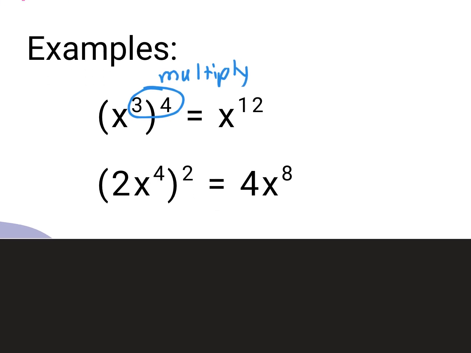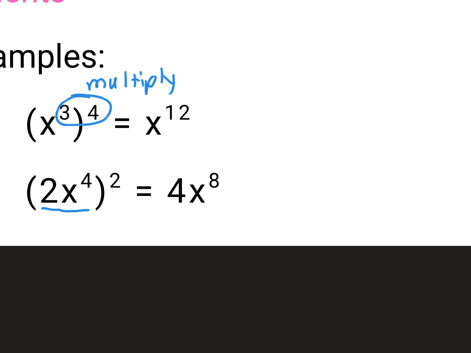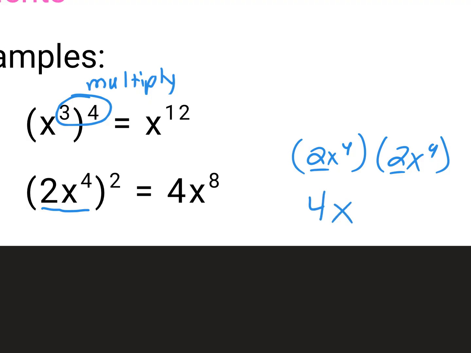Now, what do you notice about this? This is 2x to the 4th times 2x to the 4th, right? So we would take our coefficients and multiply them. 2 times 2 is 4, right? And then I have the same base, so I rewrite the base, and I add the exponent since I'm multiplying. 4 times 4 is 8, right?